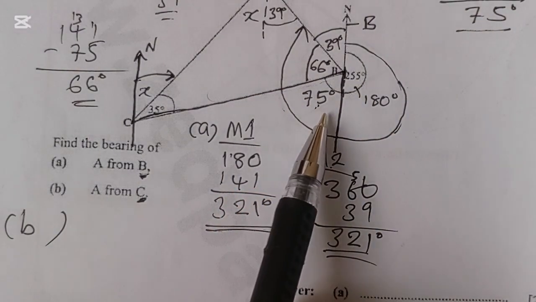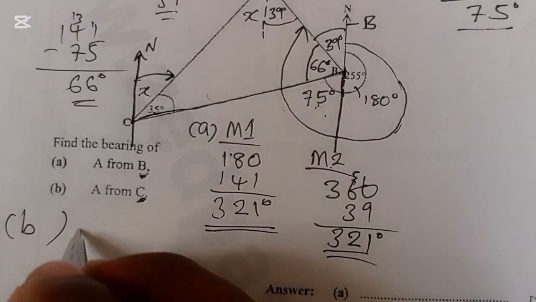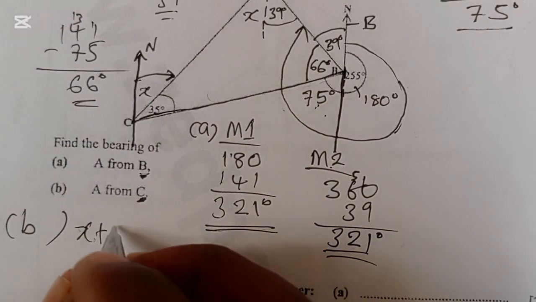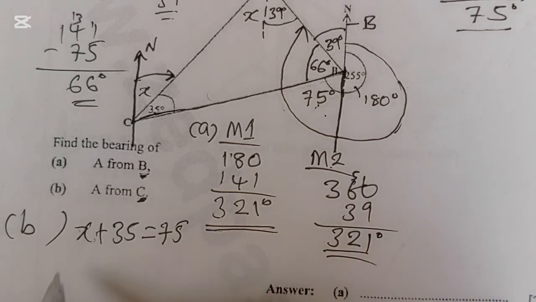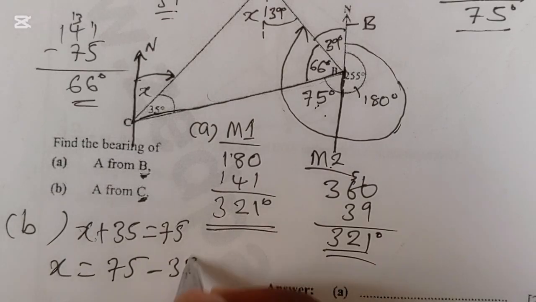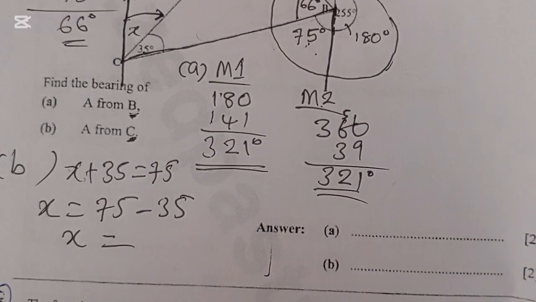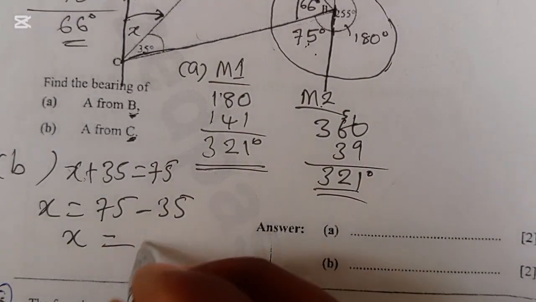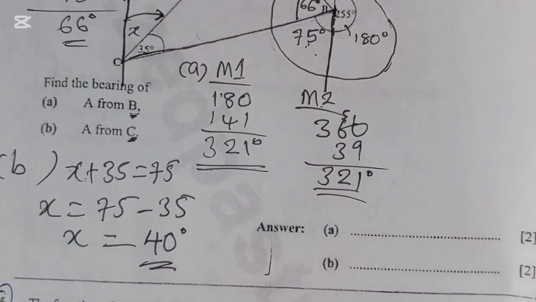So this is 75, so x plus 35 is equal to 75. So x is equal to 75 minus 35. So x is equal to 40 degrees. So that is our answer.